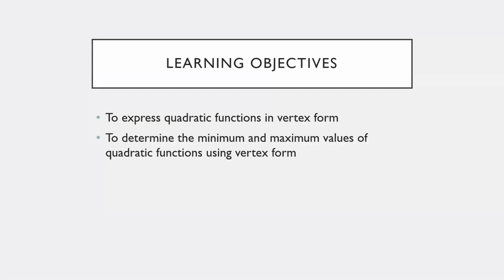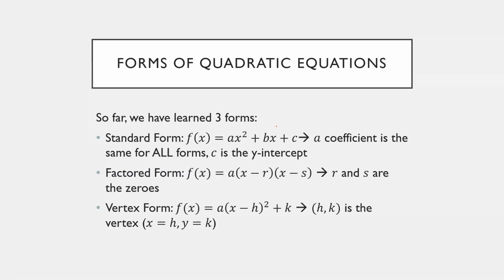So our learning objective is to switch quadratic functions into vertex form, and we'll learn about why that's important. The name kind of says it itself. Vertex form helps you to find the vertex, which is the highest or lowest point on a function. And we are going to learn how to find the maximum or the minimum values of a quadratic function using vertex form. So a little recap here.